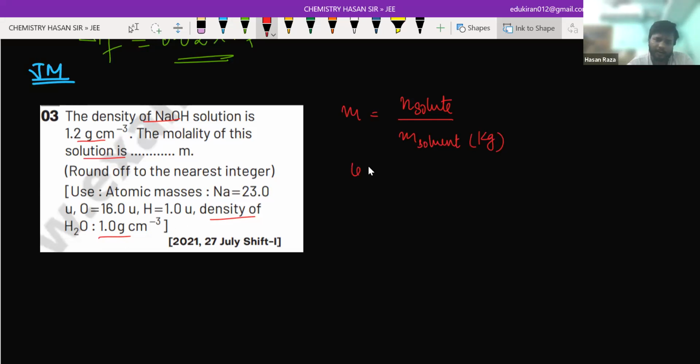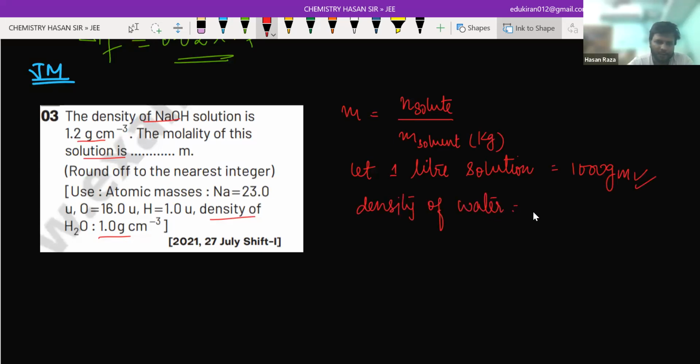So let us consider 1 liter of the solution. There is nothing given about the volume of the solution, so I consider that the volume of the solution is 1 liter, or you can take it as 1000 gram. As you know, the density of water is equal to 1 gram per ml, as given.